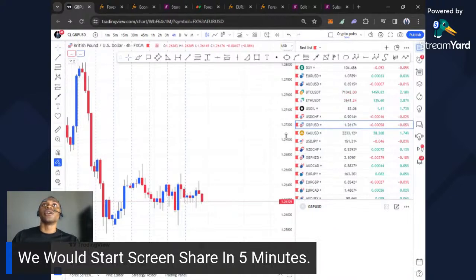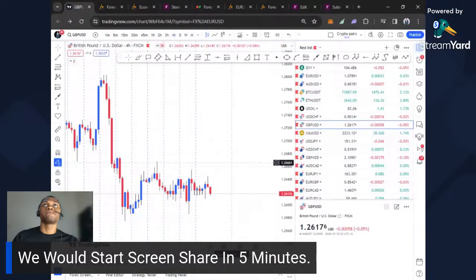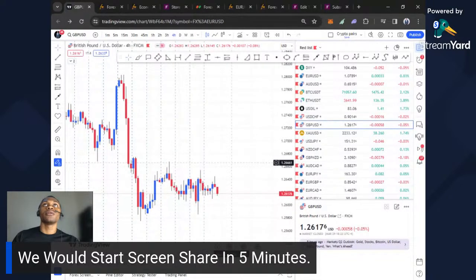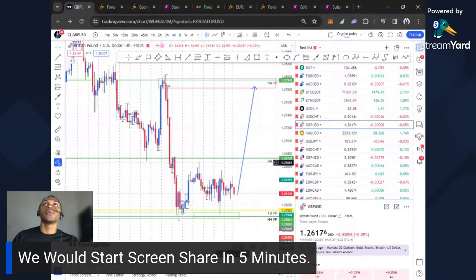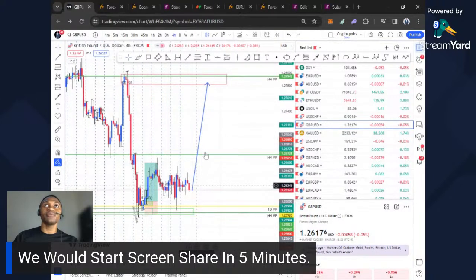Okay, so for GBPUSD, it's the same bias we have with EURUSD as well. We anticipate a buy to come in from this current level, or below. From where we've seen GBP now, it's at this point, so I anticipate GBP to start developing buy setups from this point.